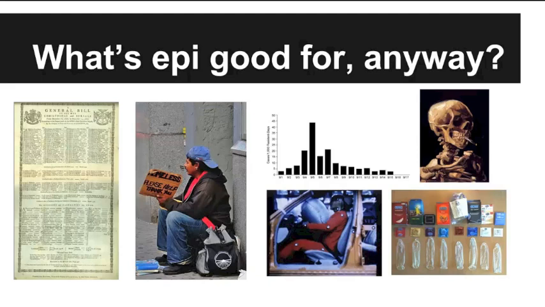And last but not least, epidemiology helps us determine which interventions work and which ones don't. Epidemiology helped establish airbags as an effective way at preventing motor vehicle crash deaths, and condoms as an effective method to prevent sexually transmitted infections in populations of people.